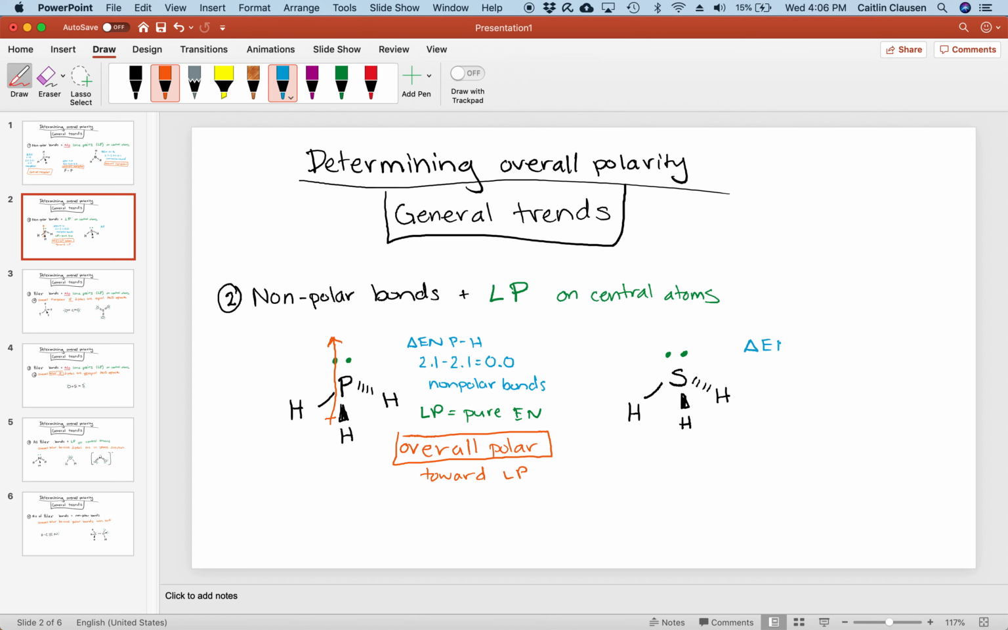For sulfur and hydrogen, sulfur is 2.5, hydrogen is 2.1 in electronegativity, that's 0.4, non-polar bonds. The lone pair again here is pure electronegativity. So we consider this molecule overall polar towards the lone pair.